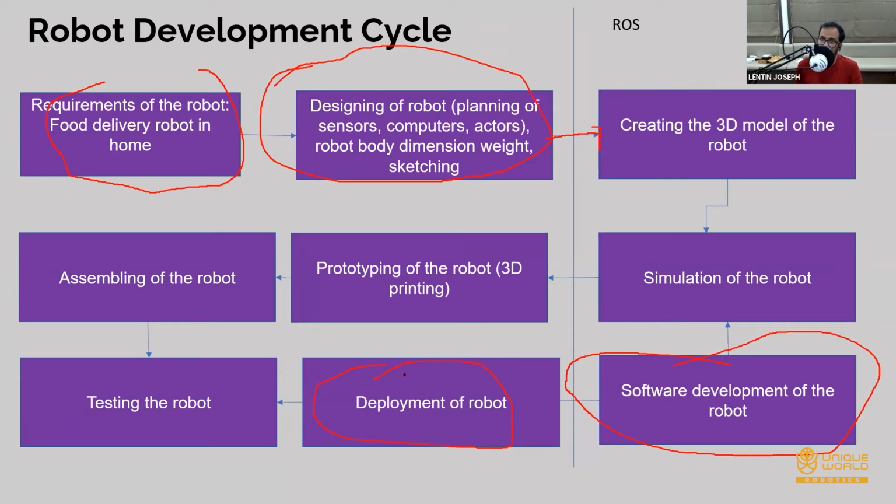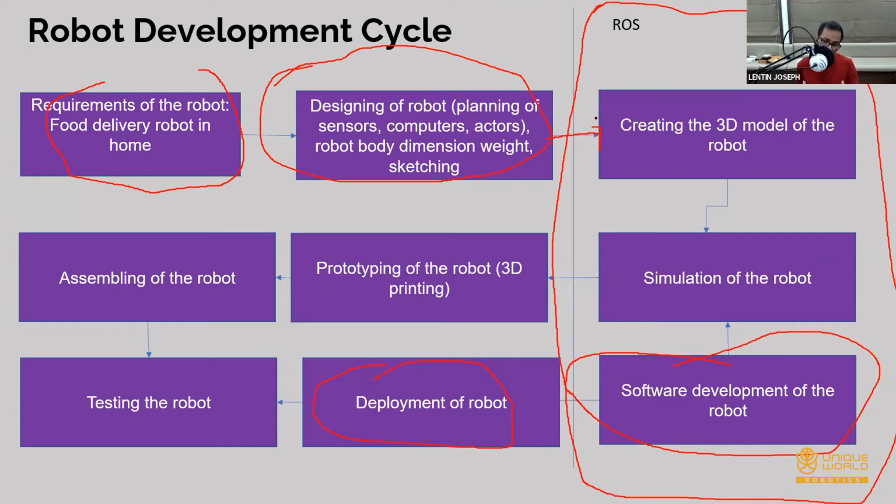Okay, so where are we in the entire robot development cycle, where we are using ROS? That's where, here, this section. So ROS can be used for the 3D model. I mean, it will help to create the basic 3D model of the robot. Okay, so a very basic model. Then it will help you to simulate the robot.